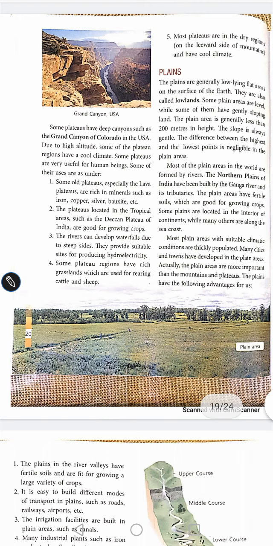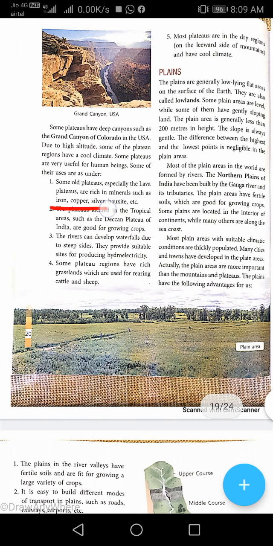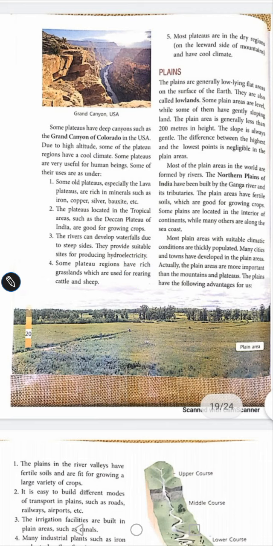Now we have some uses of plateaus also. Some old plateaus, especially the lava plateaus, are rich in minerals such as iron, copper, silver, bauxite. By iron we make many equipments. Copper also, the wires and the charger cables are made up of wires. Silver, bauxite, etc.